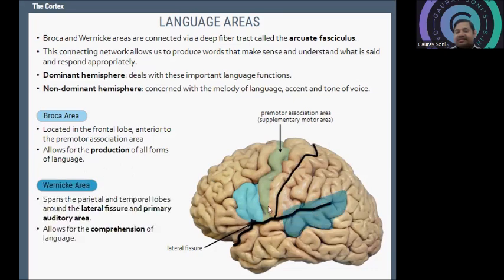Then there is Wernicke's area, which spans the parietal and temporal lobe around the lateral fissure and primary auditory area, and allows for the comprehension of language. The comprehension part will be done by Wernicke's area and the production part will be done by Broca's area. Remember, Broca's area is in the frontal lobe and Wernicke's area is basically in the parietal and temporal lobes.